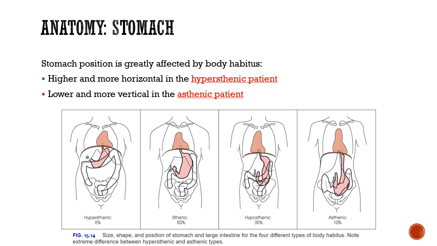As far as anatomy is concerned, we have two major groups that we have to consider. We've got the hypersthenic patient, where the stomach is more horizontal and higher, more transverse. And then the asthenic patient's stomach is going to be more vertical and much lower.